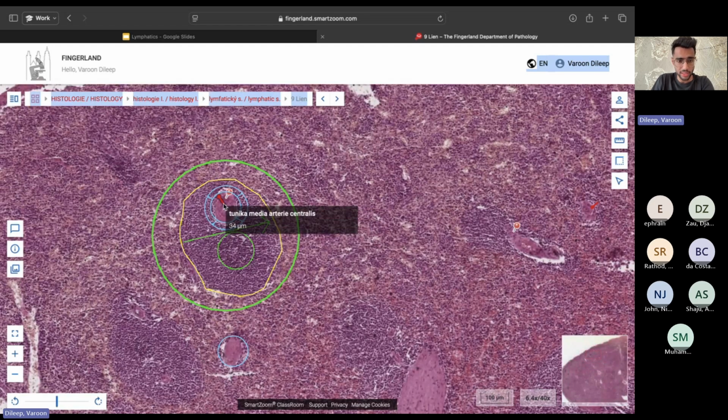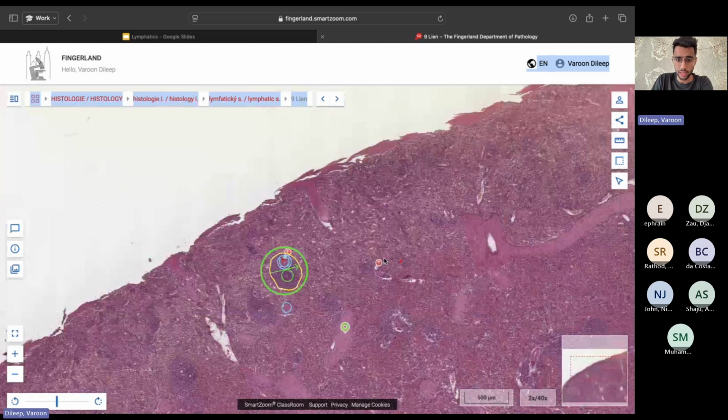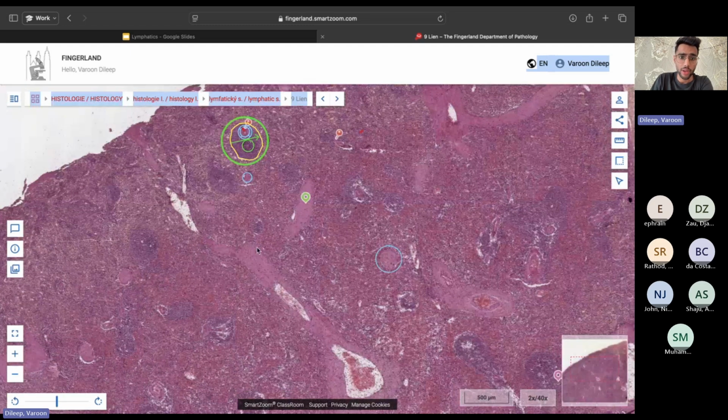So central artery in the center, surrounded by the periarterial lymphatic sheath. And remember, this is the T-dependent area. And then moving on to the next, we have the lymphatic follicle here. And then this is surrounded by the marginal zone, which again acts as a transition between the red pulp and the white pulp.